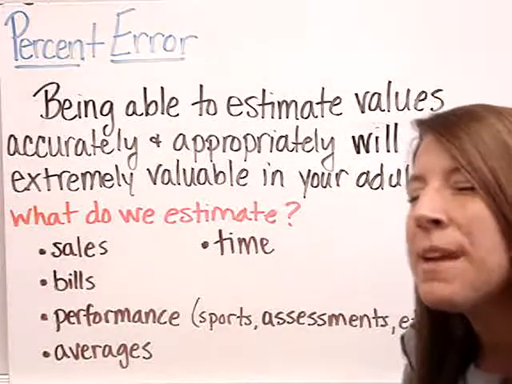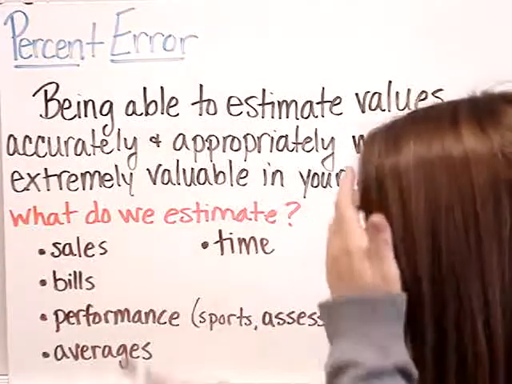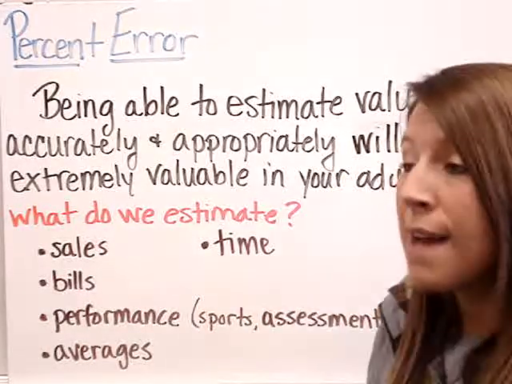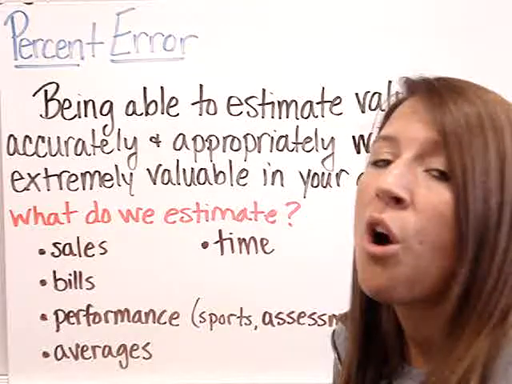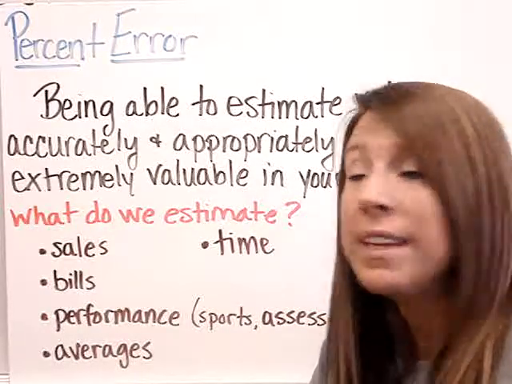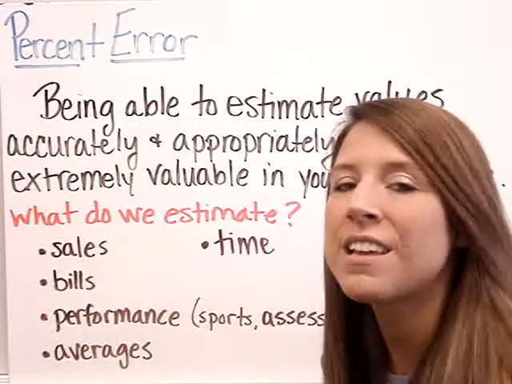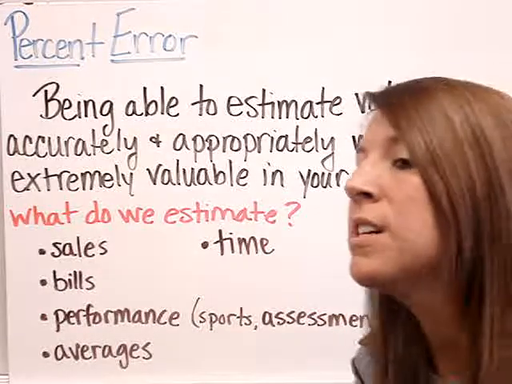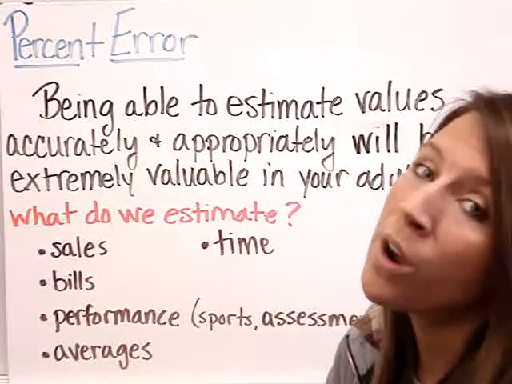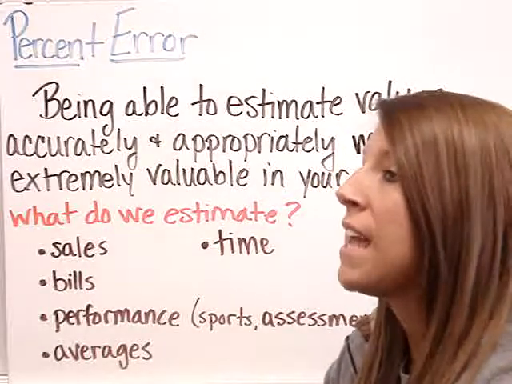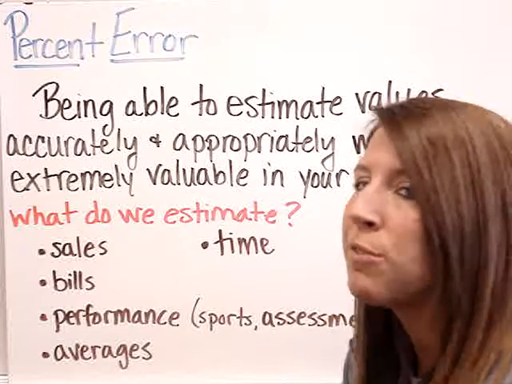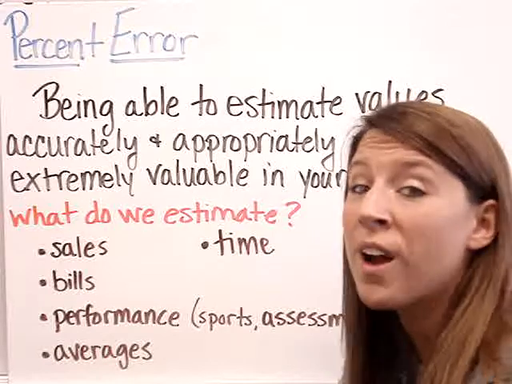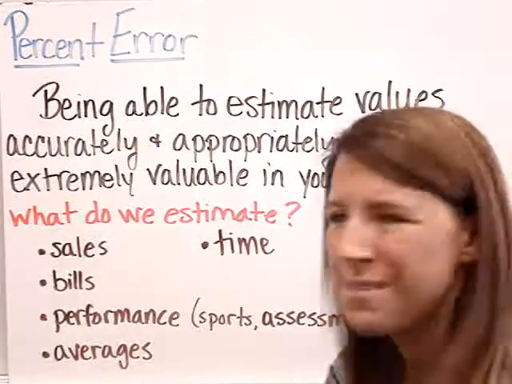Well, businesses can estimate sales that they will make of a particular item. We can estimate the bills that we have to pay. We can estimate time, so how much time it's going to take us to get from point A to point B, or how much time it's going to take for a task to be completed. We can estimate performance, anything that can be measured numerically, like performance in a sporting event. So we can estimate how many points someone will score. We can estimate how long it will take for someone to complete a race, so that's performance. We can also estimate how students will score on assessments or how humans will score on any kind of assessment. We can also estimate averages.